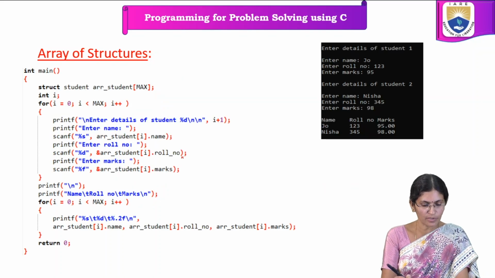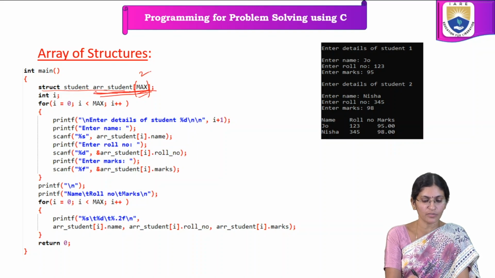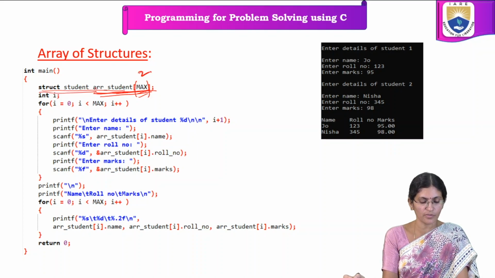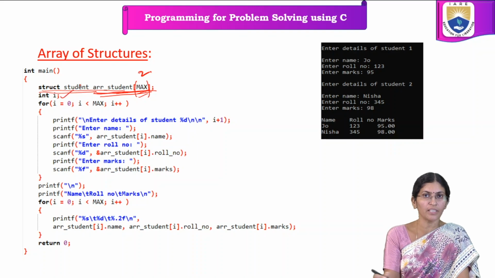An example for this is a program. Here we have created variables, and the variable is nothing but an array. Max is nothing but 2 that we have defined, so the array size is 2. The name of this array is student, its size is 2, and the data type of this array is struct student. We have also declared a variable I, which is an integer variable.